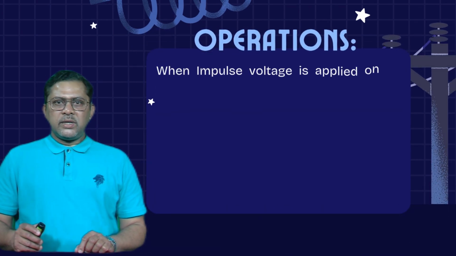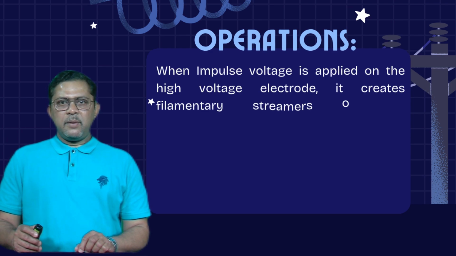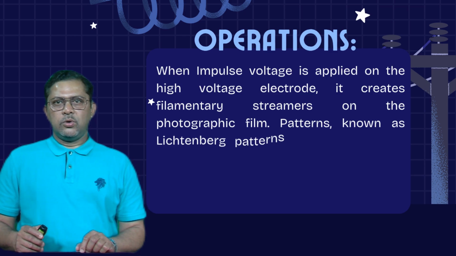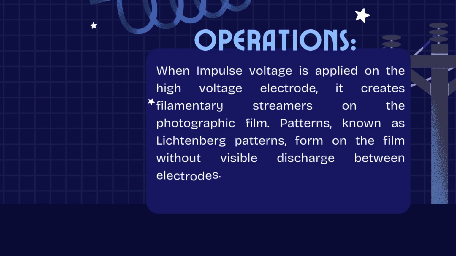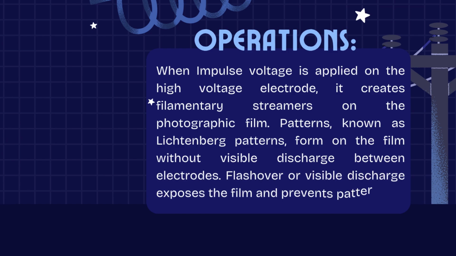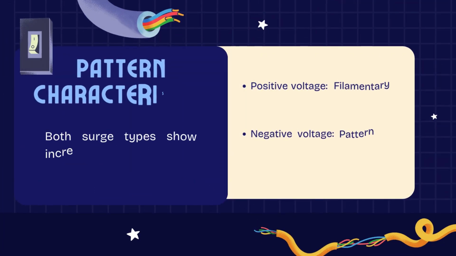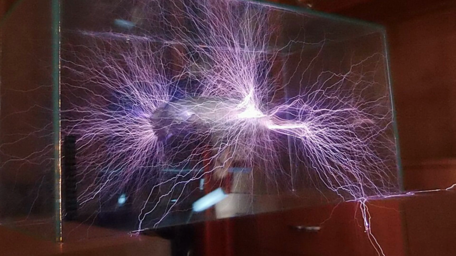When impulse voltage is applied on the high voltage electrode, it creates filamentary streamers on the photographic film. Patterns known as Lichtenberg patterns form on the film without visible discharge between electrodes. Flashover or visible discharge exposes the film and prevents patterns. Both positive and negative voltage surge types show increasing pattern radius with increasing voltage.